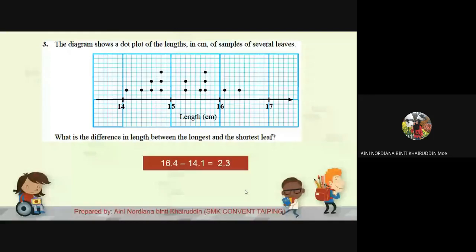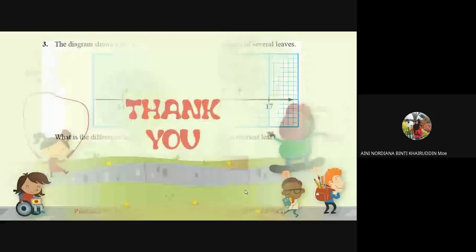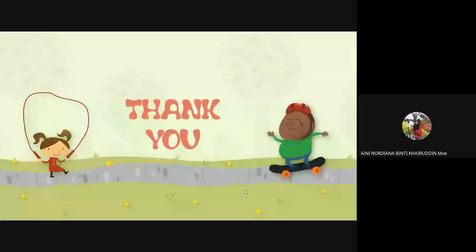So that's all for this exercise. Very easy exercise. So next we proceed to next topic.